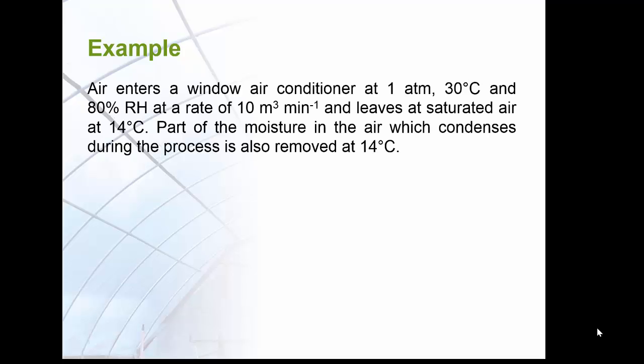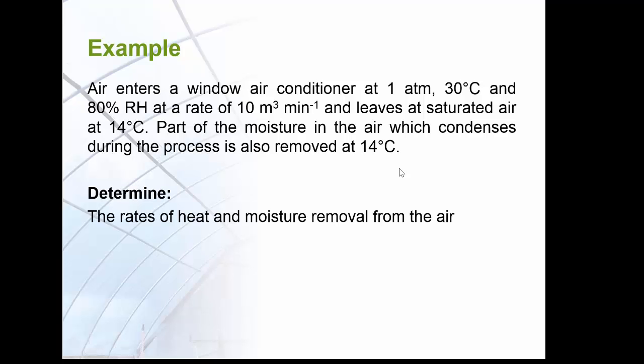So here's an example for cooling with dehumidification. We have air entering a window air conditioner at atmospheric pressure of one atmosphere with 30 degrees Celsius and 80% relative humidity with a known volumetric flow rate of 10 cubic meters per minute. And this air leaves as saturated air from the cooling coil section at 14 degrees Celsius. So part of the moisture in the air condenses out from the cooling coil during the process, and that condensate is removed also at 14 degrees Celsius.